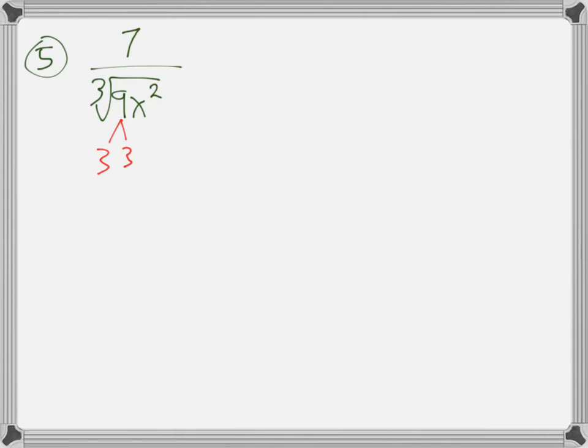So how many more 3s do we need to give it? 1. And how many more x's? 1 x. Exactly. So we're going to multiply by root 3x. But yeah, don't forget to keep the little 3 in the hook. That's exactly right. Like that. Is that good? It's got 2 3s and 2 x's. I give it 1 more 3 and 1 more x. Same thing top and bottom.